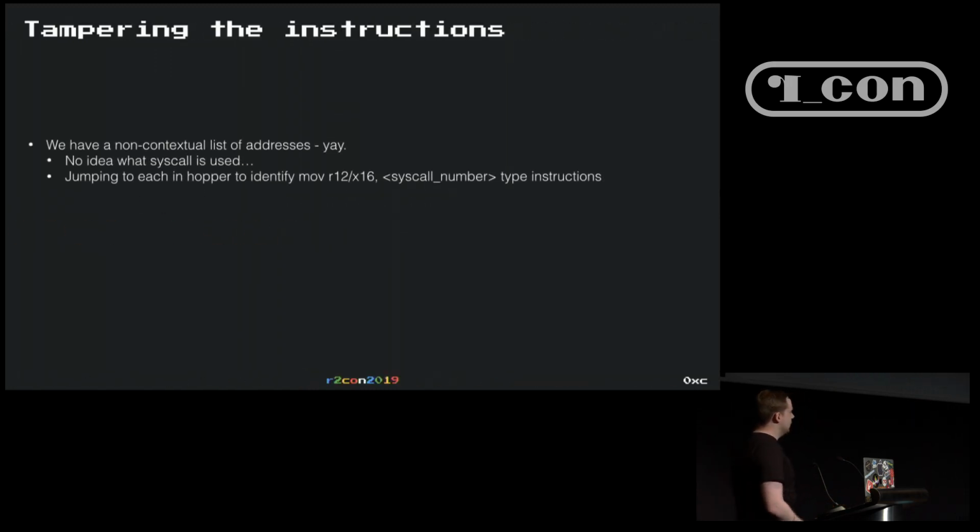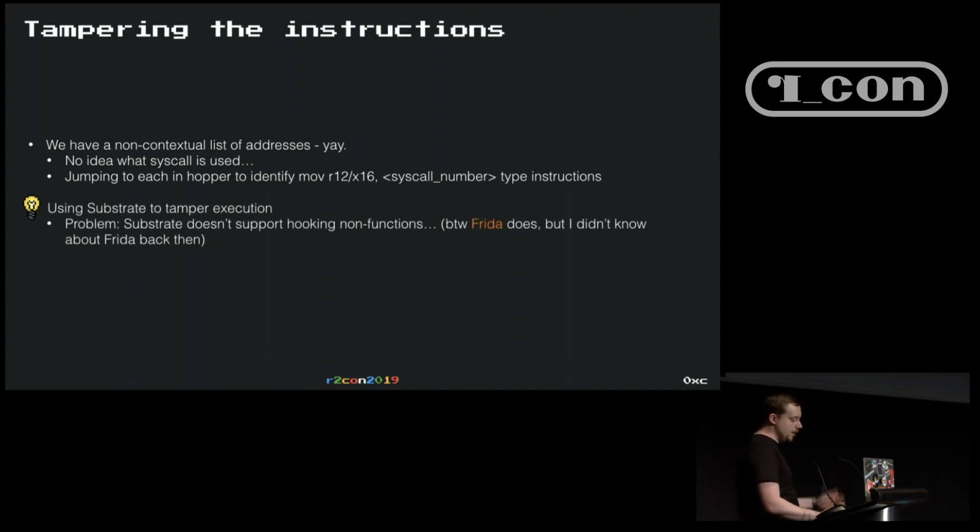So the trouble is, in that context, I was printing out a list of addresses with no information. I have no idea what the system calls were. It was just an arbitrary list of offsets. So I was going by each one in tools like Hopper or IDA and just looking for move instructions to see the value going in. And then obviously, as apps are obfuscated, you can't really see that too easily. So this was a bit of a problem. But then we figured, yeah, we could use Substrate to hook these, right?